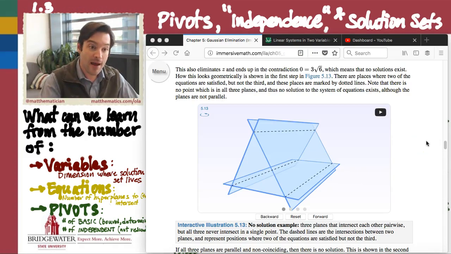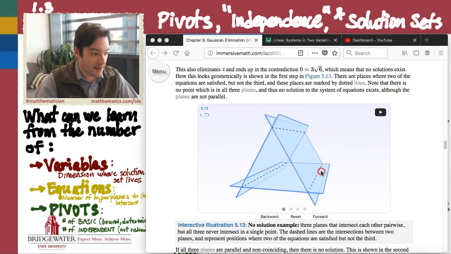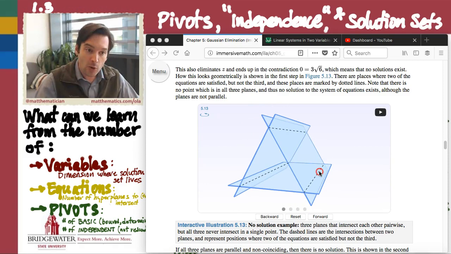Here's Immersive Maths Interactive for this particular situation. I have 3 planes, 3 hyperplanes, 3 equations. Only 2 of them really matter. Only 2 of them are pivot rows in my row echelon form for my matrix. But the third one ends up giving me an inconsistent answer, 0 equals 7 or something of the like, right?